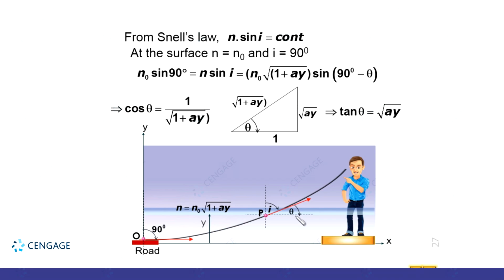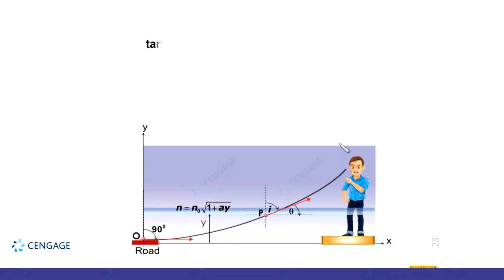Now you know this line is making angle theta with the horizontal. That means tan theta equal to under root ay. We can say this point is lying on the trajectory of this curve. So the slope of this line at this point can be also written as dy by dx. That means dy by dx equal to tan theta. Now we can rearrange the terms. We can write y term with dy and dx term separately, like this.